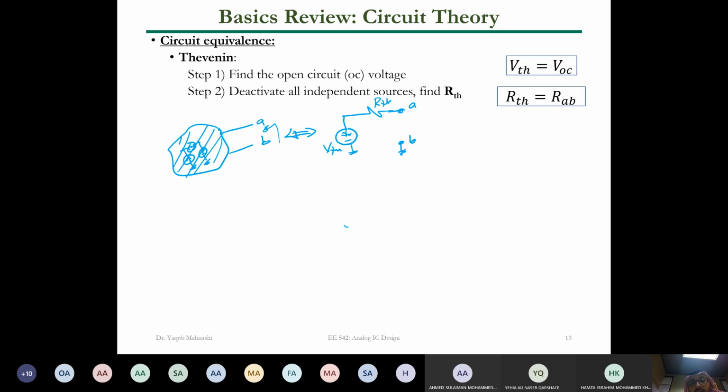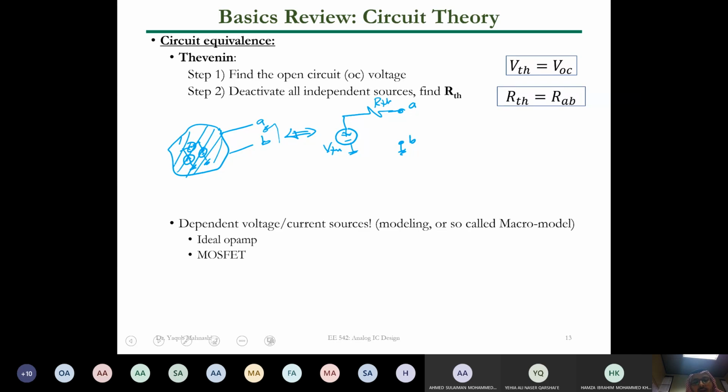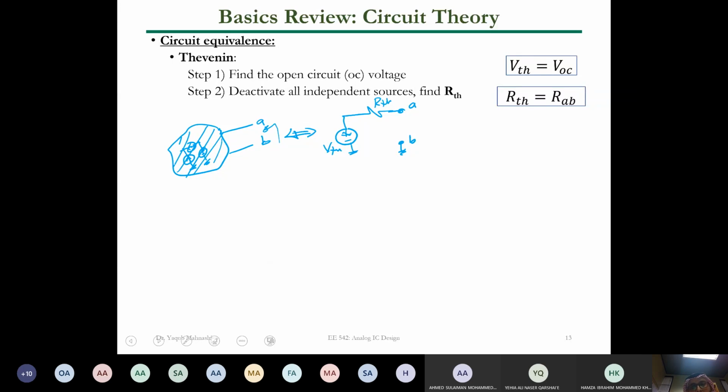So the equivalent resistance seen between these terminals A and B is your Thevenin resistance, R Thevenin. Of course, the equivalent of Thevenin is Norton. You can change between Norton equivalence and Thevenin, but we use Thevenin quite a lot, and that's why I bring it here. Sometimes we have dependent sources. Independent sources are clear. When you have a voltage here, what is this one? It is an independent source.